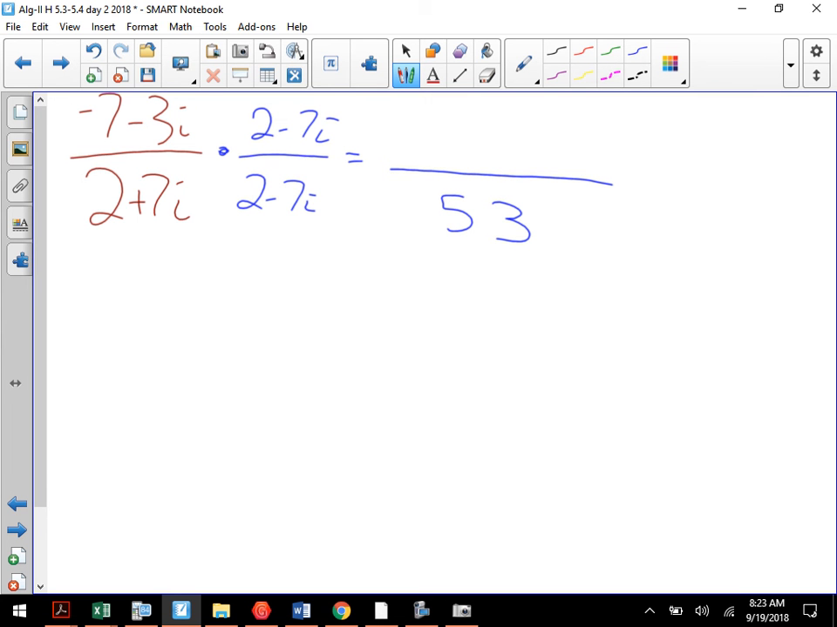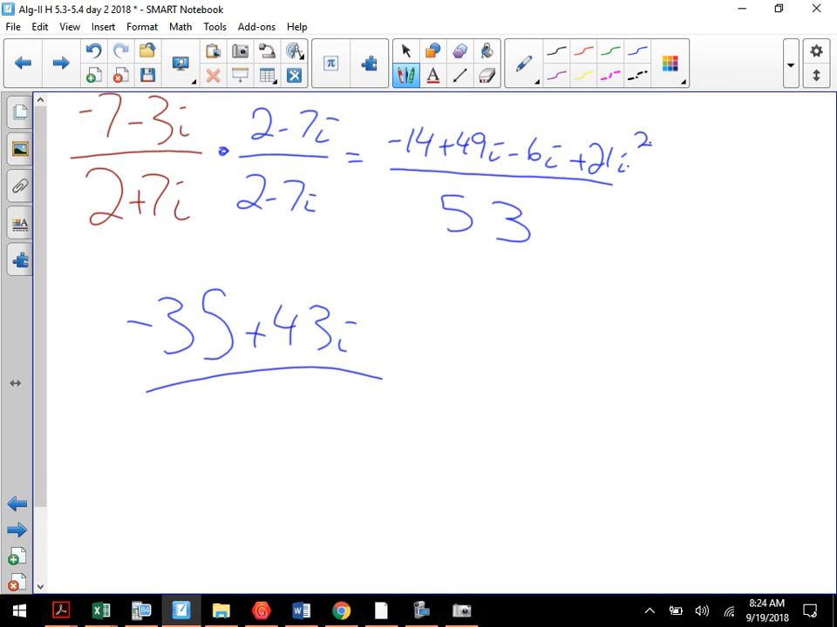Was that -14 minus, sorry, no, it's plus 49i minus 6i, and then plus 21i squared. So that's -14 minus 21 is -35. Did I get out of sequence? First, outside, -7 times -7i should be plus 49. That's okay. So I got -35 plus 43i all over 53. That looks lovely.